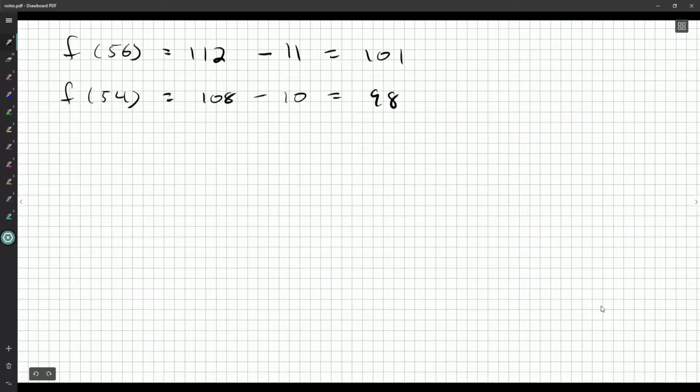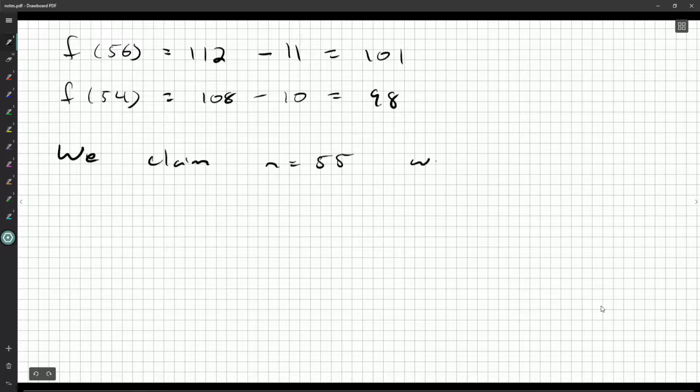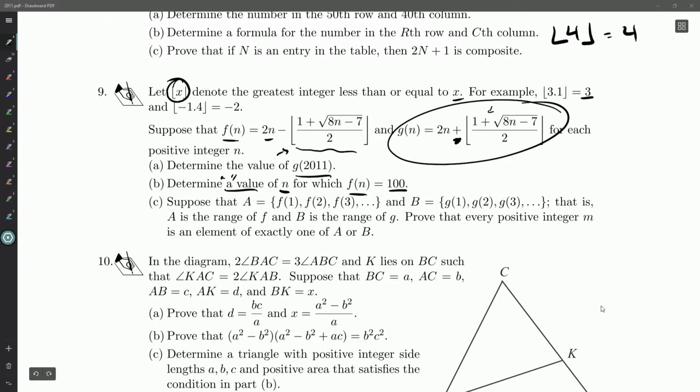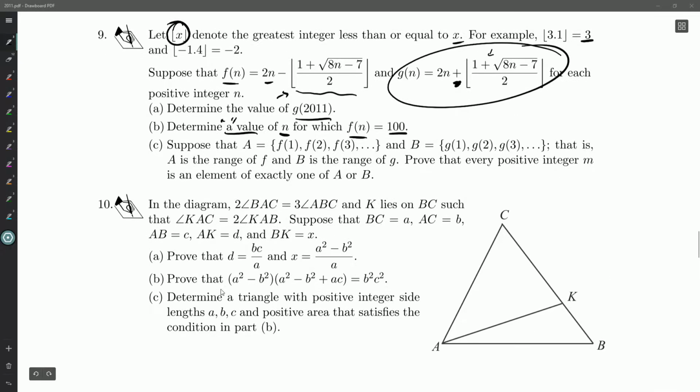But I honestly think you'd get the marks if you said something like, we claim f of n equals 100, and n equals 55 will do. And then you just show your calculations. I think that would be perfectly fine. I didn't mark this year, so I don't know exactly what the marking scheme was, but as long as you explain the 10, explain the 110, I think that'd be fine. I think the bulk of your marks are more going to be earned with C part, whatever C part ends up being. Okay, so what have we got for C?